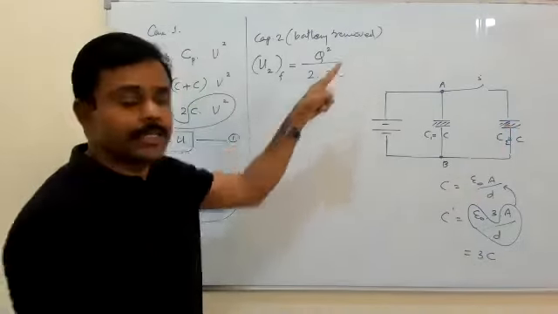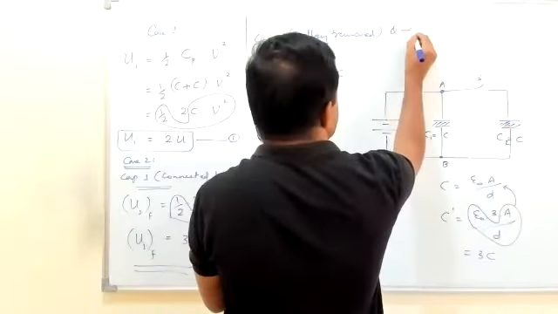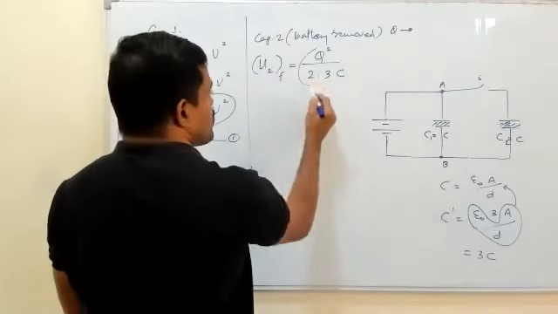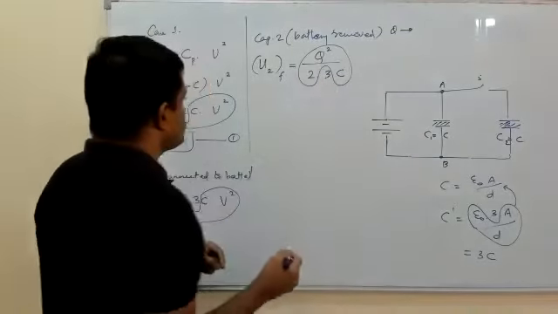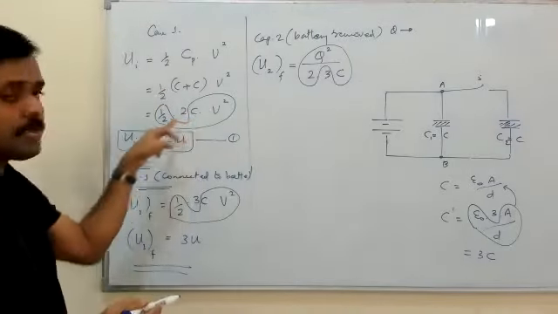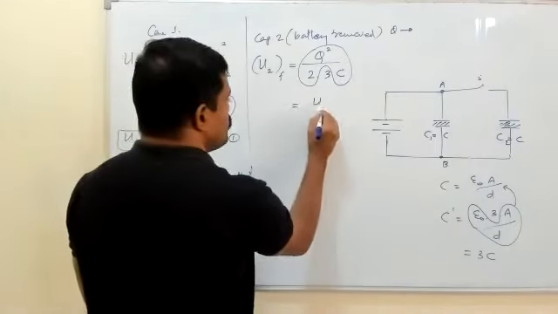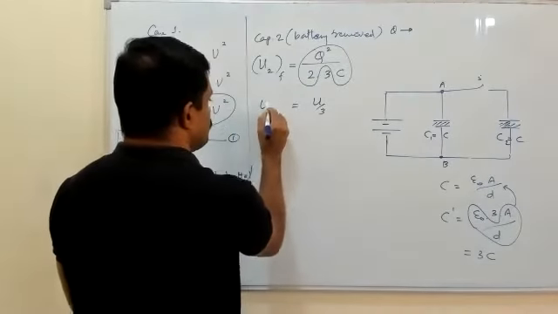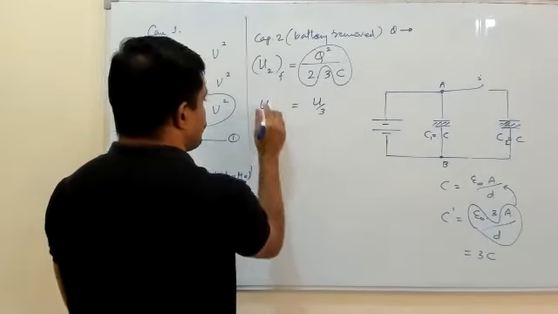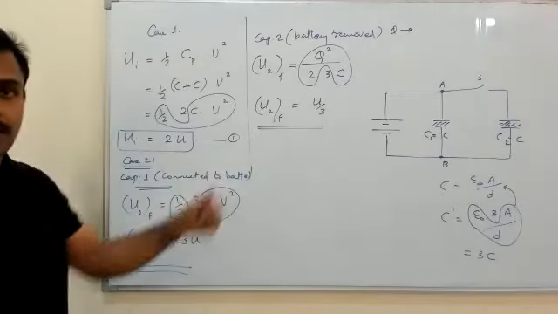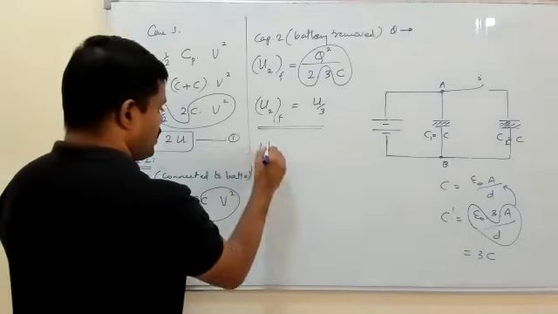Battery removed means charge is a constant. So I must use an equation with charge in it. What is Q square by 2C? Q square by 2C is the same as half CV square, which I called by the name U. So that makes it U by 3. So U2f I got. U1f I got here, U2f I got here. So I can find U final now.